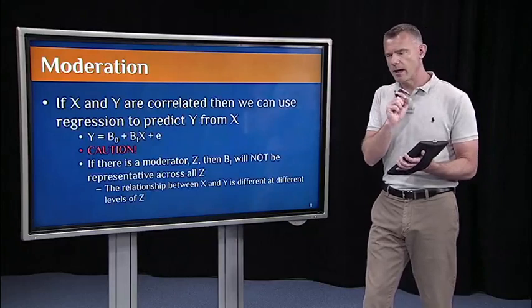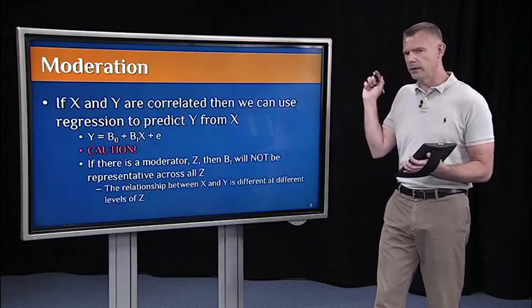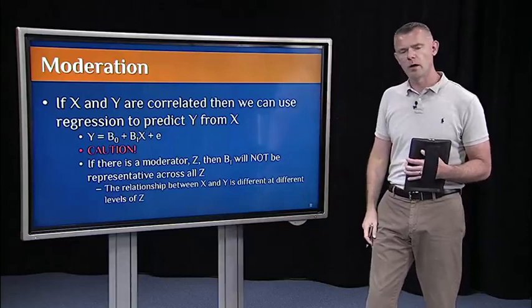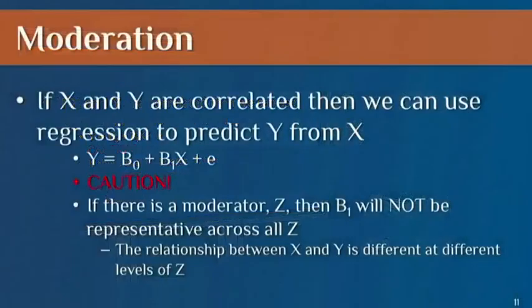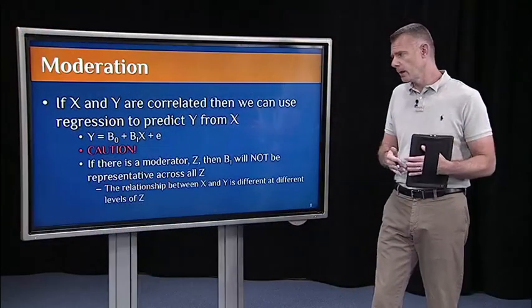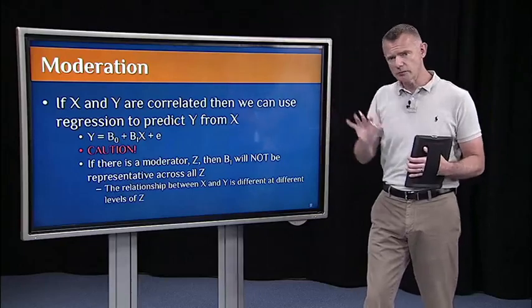And note that, going back to simple regression, if X and Y are correlated, then if we know a person's score on X, we can predict their score on Y. And there's the regression equation. The regression coefficient is the slope relating X to Y. It represents the relationship between those two variables, right? But here's another red caution.